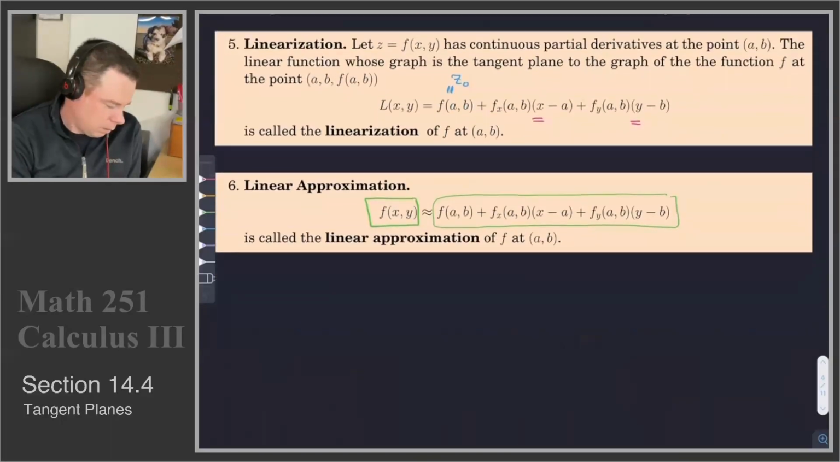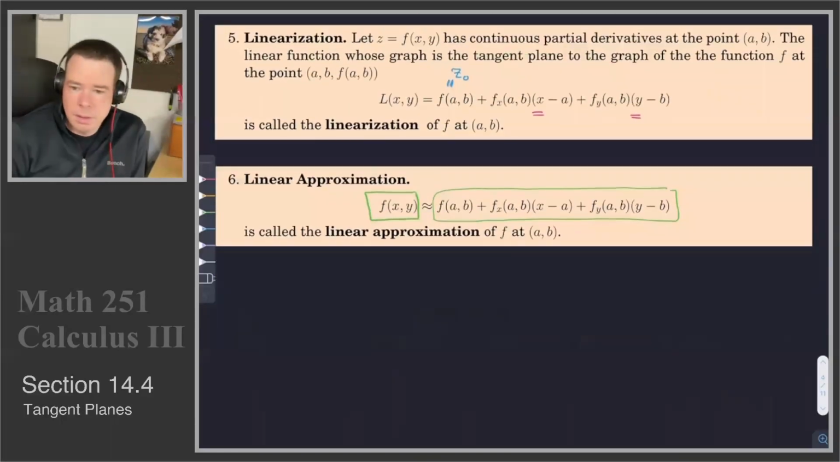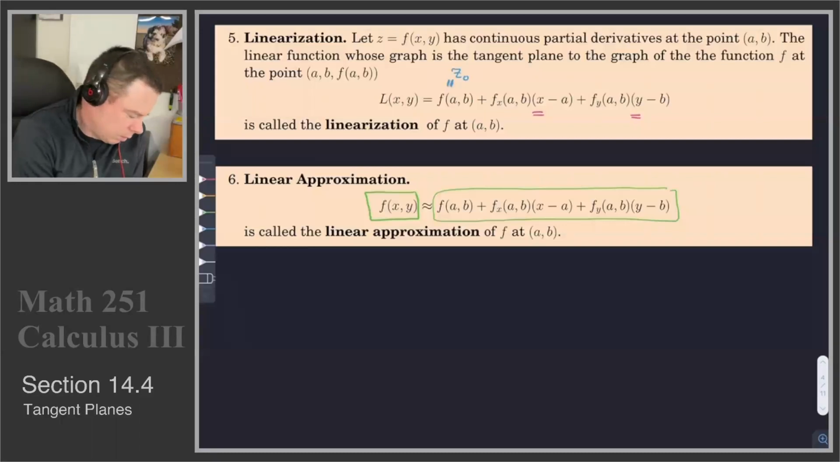So we introduced the idea of a linearization. The linearization to a multivariable function is a linear function, which does a good job of approximating the function near the point in question. And so we wrote down our linear approximation. We justified this was the case.